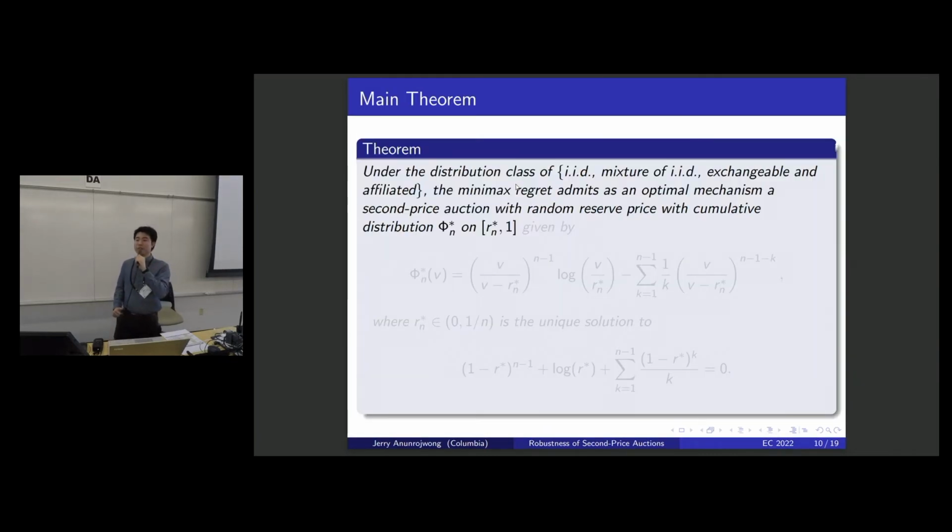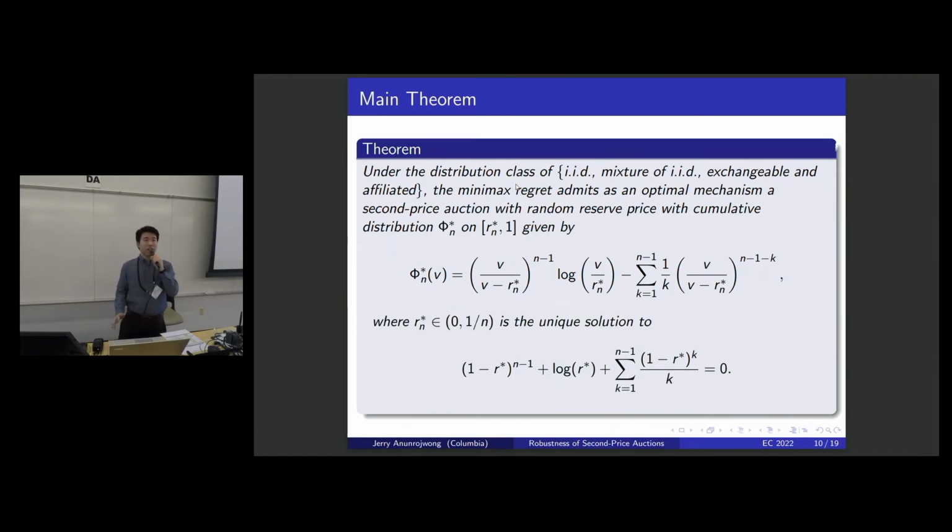The main theorem first states a structural result: under the three distribution classes that capture positive dependence, the minimax regret admits as an optimal mechanism a second price auction with random reserve with support from some R star to 1. We can also write the reserve CDF explicitly. We can also calculate the R star, which is the support, as well as the minimax regret value. This means that our result is not just an existence result. While we prove that the second price auction is minimax optimal, we can also characterize it explicitly, which means that we can make quantitative statements about the mechanism, as well as evaluate the value of competition, and so on.